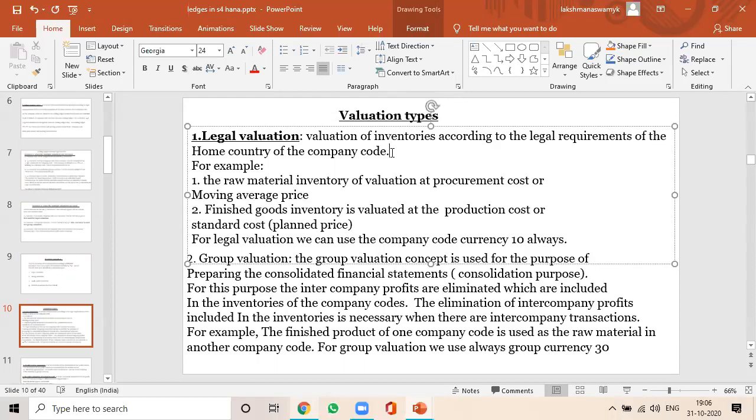So where are you finding out the standard cost? In which module can you find out the standard cost? Any answer from anybody? Forecast planning.